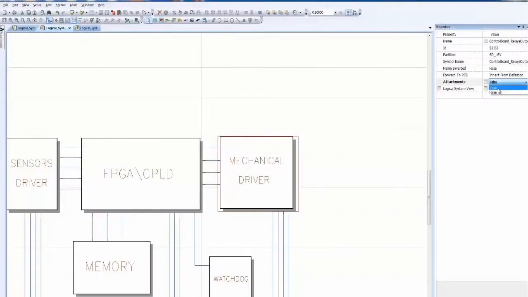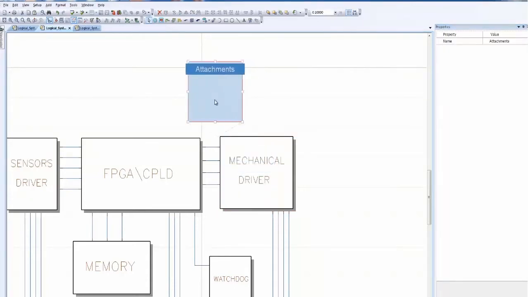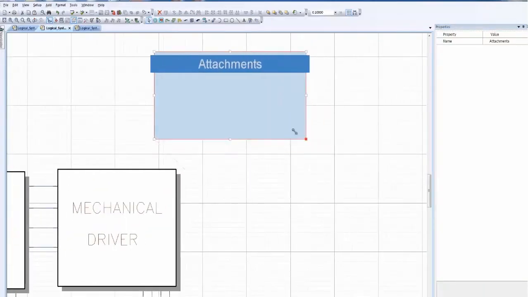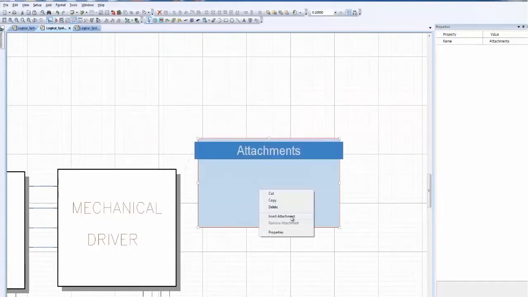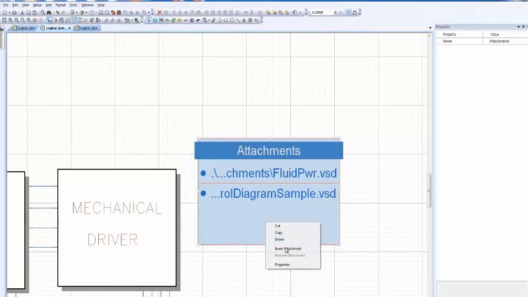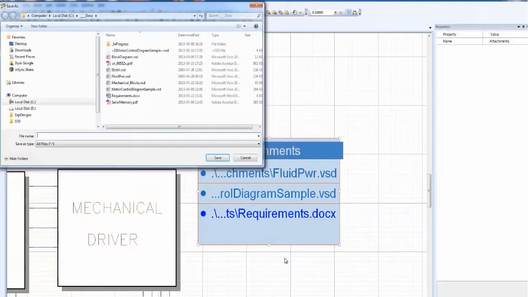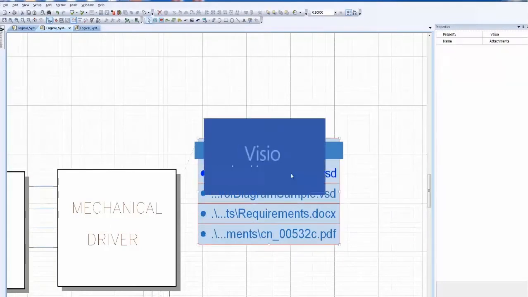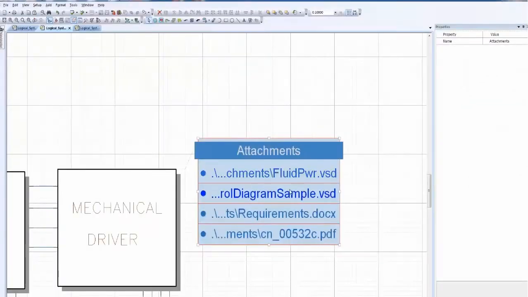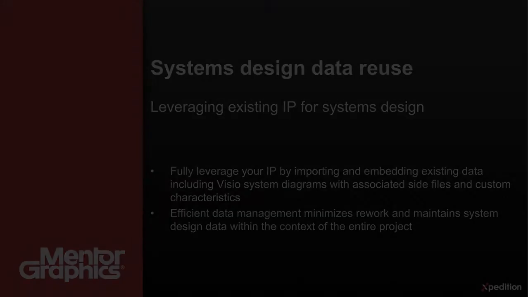Secondly, let's take a look at block attachments. As we see here, every system-level block can be described additionally by a set of documents like functional and technical requirements. Using the block attachments feature, a systems designer can easily embed any files like, for example, Microsoft Visio or any other types of documents. These files can be linked to the symbol using the dedicated and easy-to-use widget. What is most important here is the fact that these documents are stored together with the system design data. And obviously, the user can access them at any time.